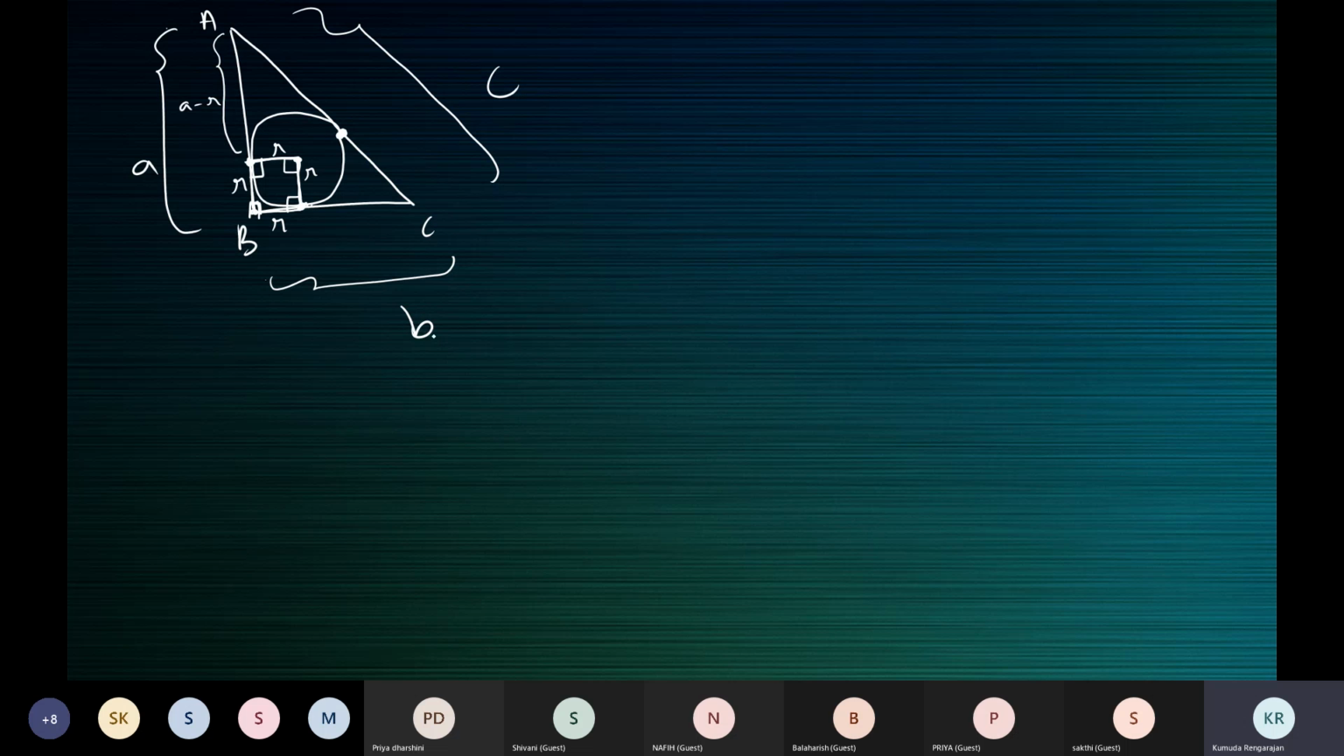Similarly, BC is B. But this portion from here to here is R. So the rest of it will be B minus R. Now by the property, tangents from an external point to the circle are equal. If this is A minus R, this one is also A minus R. And if this is B minus R, this is also B minus R.